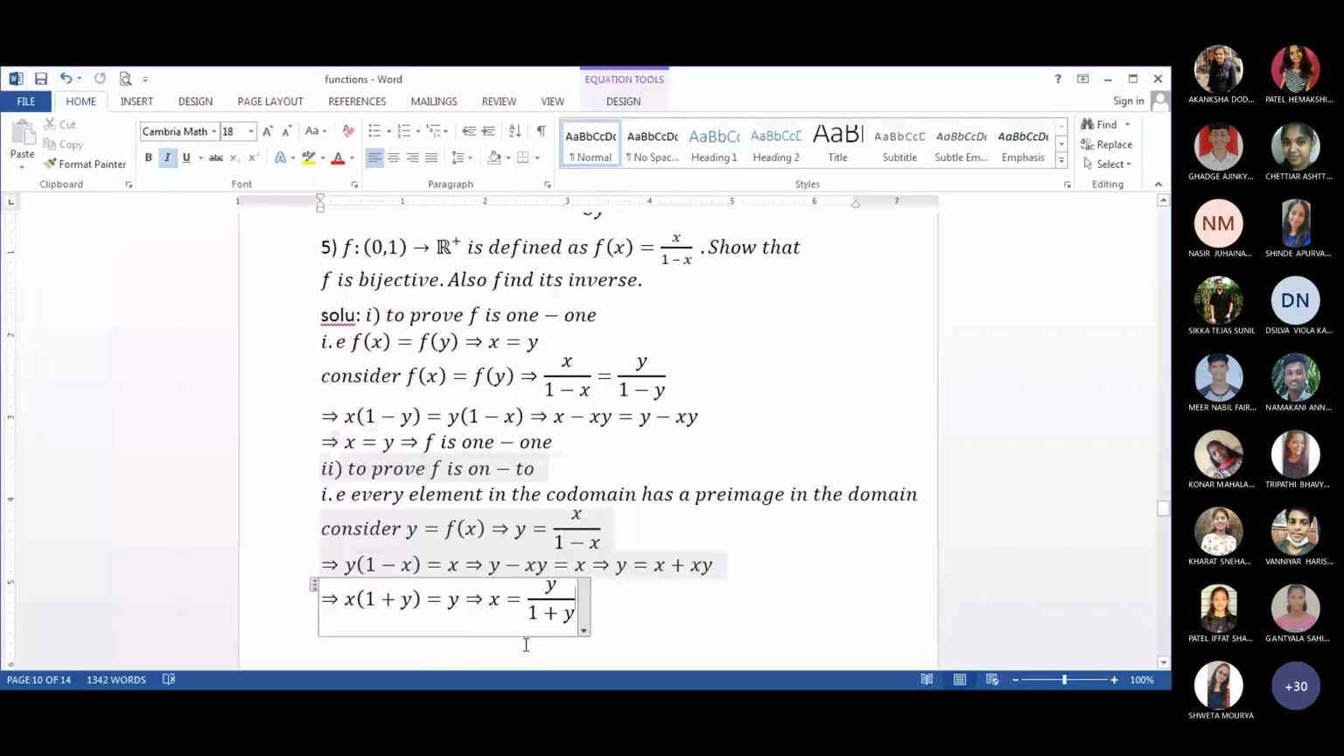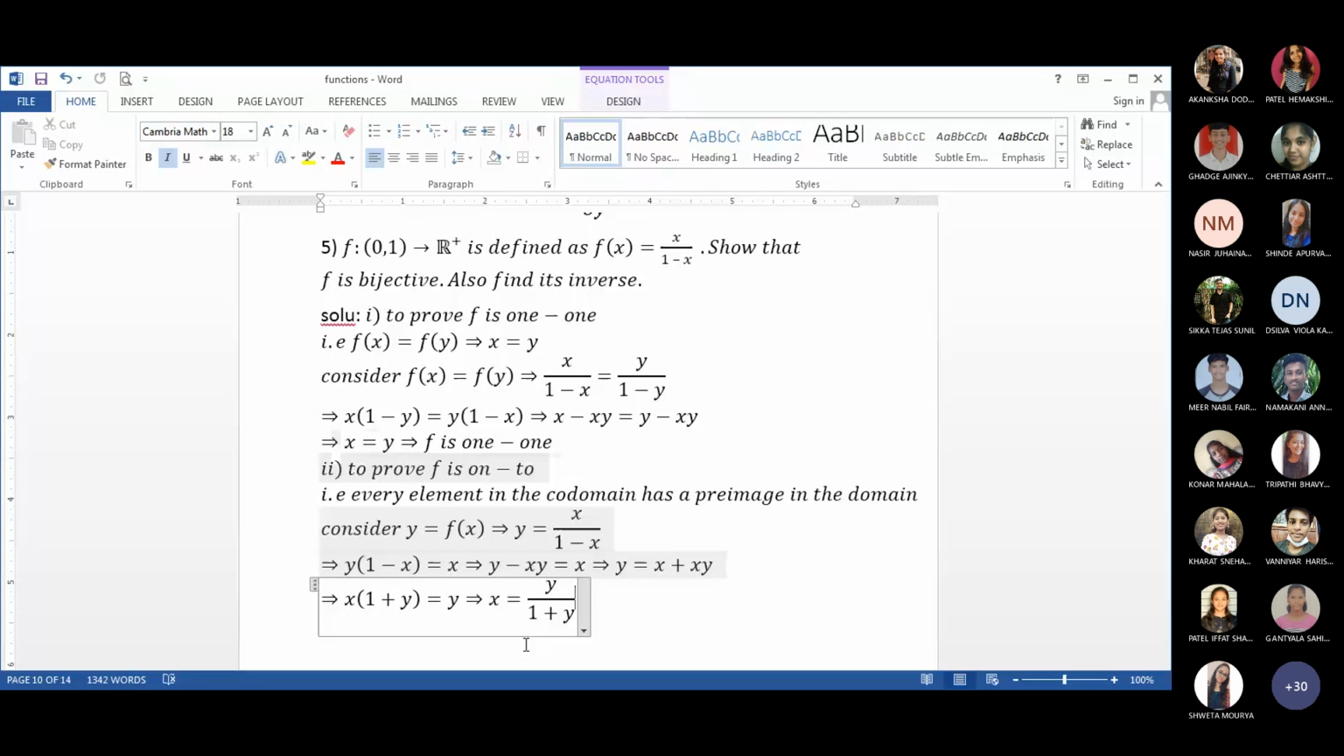ठीक है, x as y upon 1 plus y. तो ये मेरा x का एक्सप्रेशन हो गया y के टर्म्स में. अभी मेरे को चेक करना है कि मेरा y, when it belongs to the codomain, मेरा जो x का एक्सप्रेशन है, that is y upon 1 plus y, डोमेन में बिलोंग करता है कि नहीं करता है. बट मेरा डोमेन क्या है, ओपन इंटरवल 0 1.